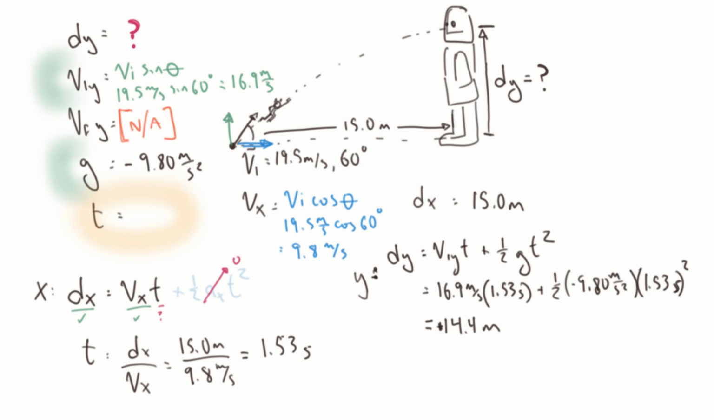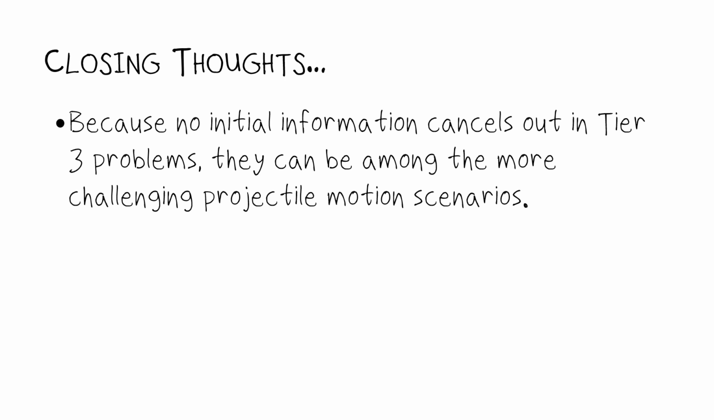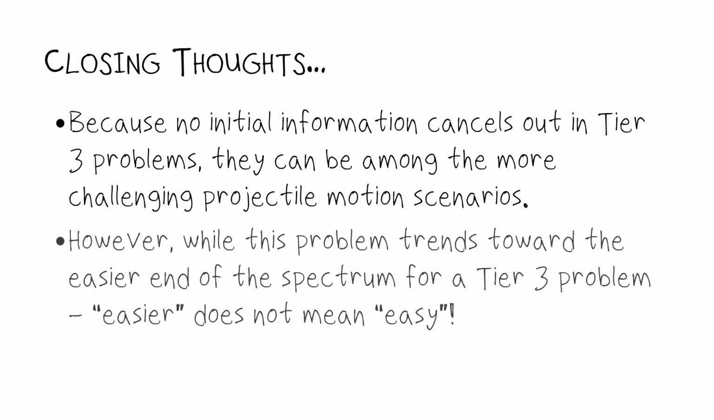So there you go, bub. All right, a few closing thoughts. Anytime you set up a projectile motion problem and you see that you're working with a tier 3 problem, again, a non-zero launch angle, and it ends at a different height than it started at, your physics danger sense should tingle a little bit, because these can be very challenging, specifically because nothing zeroes out in terms of the initial information. And when things zero out, that usually makes our math easier.